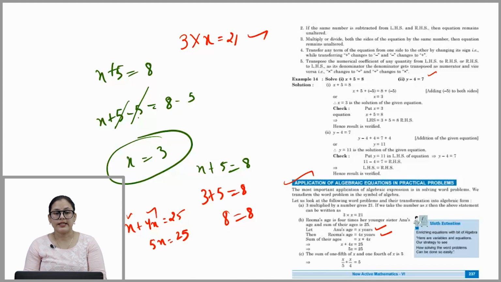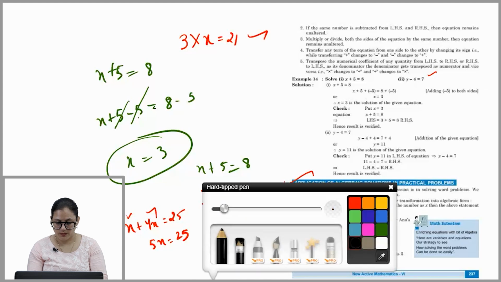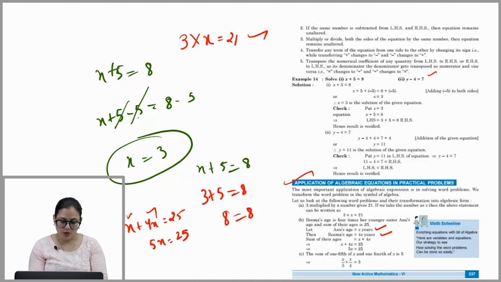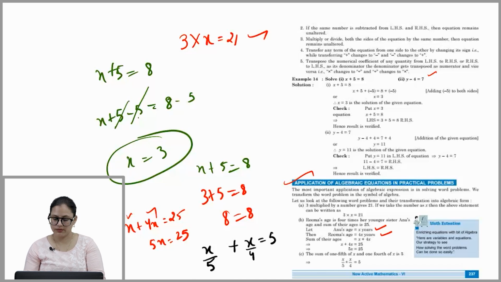The sum of 1/5 of x and 1/4 of x is 5. First, sum of what? 1/5 of x, that is x by 5, and 1/4 of x is 5.